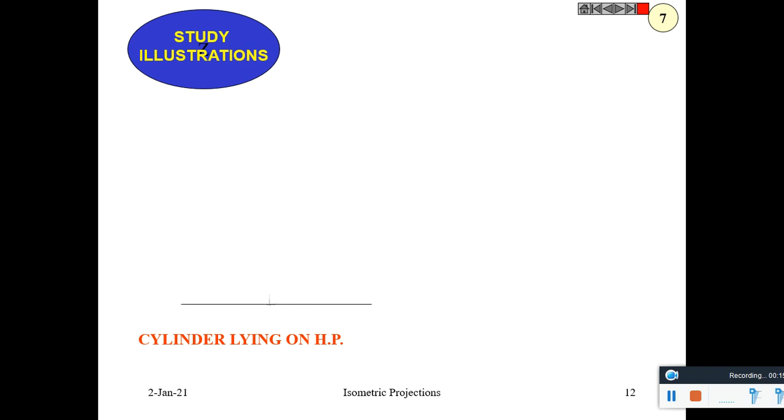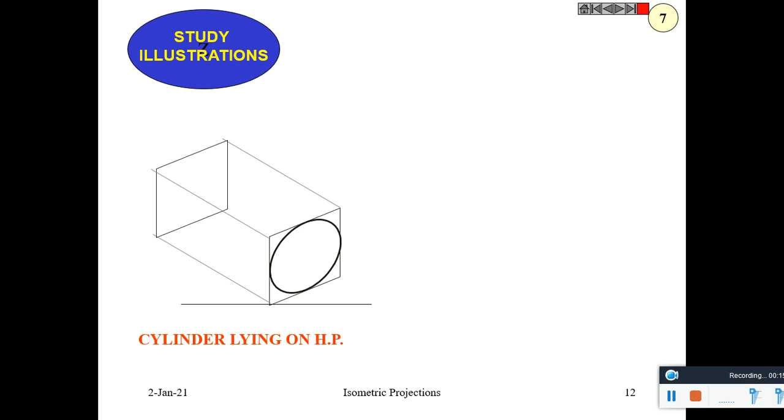Cylinder lying on HP. Its front view is drawn. Now draw its depth, and the box is constructed. A rectangular box is constructed. Its back side is also drawn. Now join these two, this side and the other side. So this portion is hidden. That is erased or can be drawn in hidden lines.